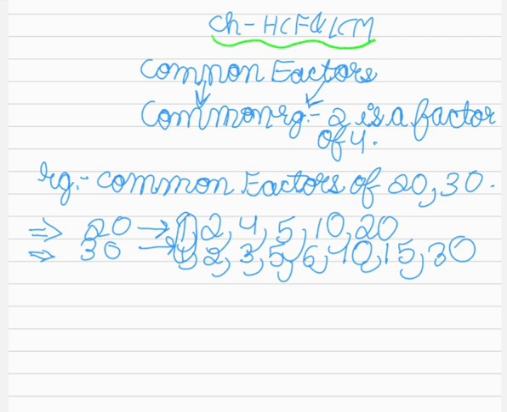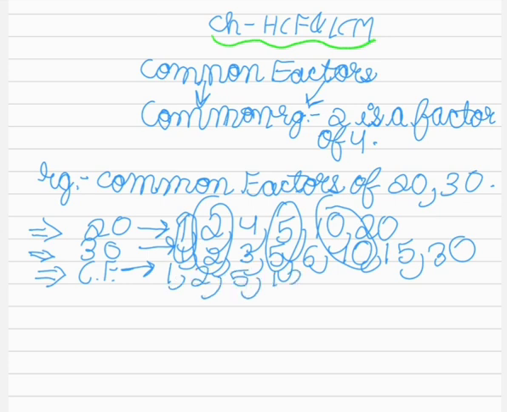So 1 is a common factor, 2 is a common factor, 5 is a common factor, 10 is a common factor. So what are the common factors? The common factors are 1, 2, 5 and 10. That is your answer. So the common factors of 20 and 30 are 1, 2, 5 and 10.